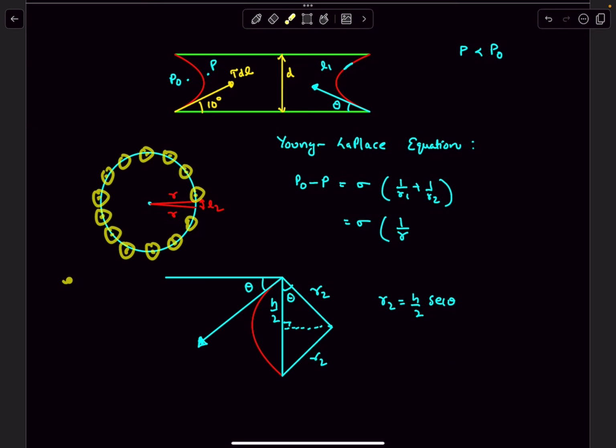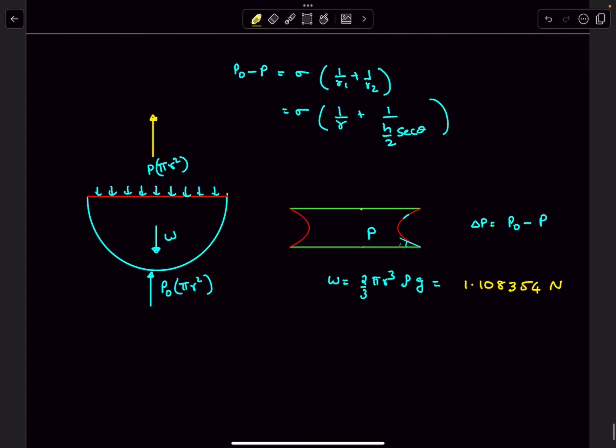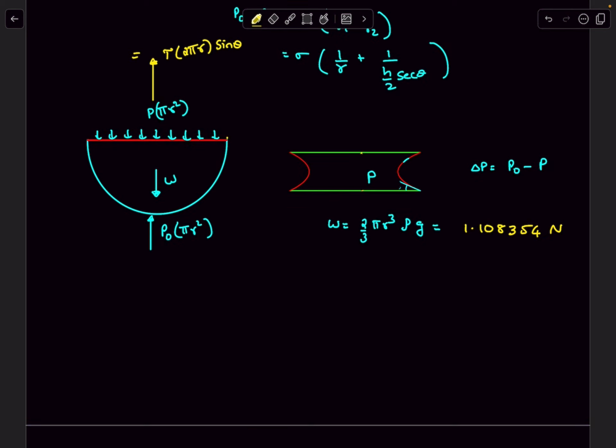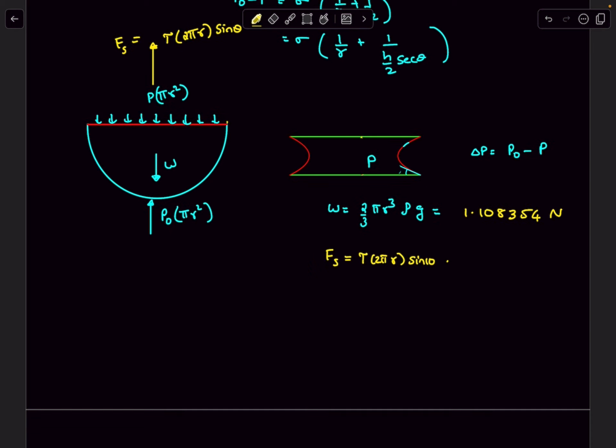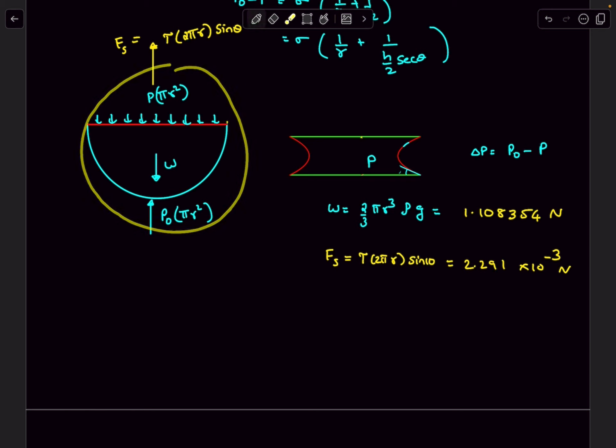Now if you look at this diagram, the T dL sine 10 components are acting in the outward direction as viewed from above. So there is one more force acting along the circumference, and this will be the surface tension T times the total length along which it is acting, which is 2 pi r, and the sine component of it, so this will be sine theta. Let's call this F subscript S. Once you put in the values, this turns out to be 2.29 times 10 to the power minus 3 Newton.